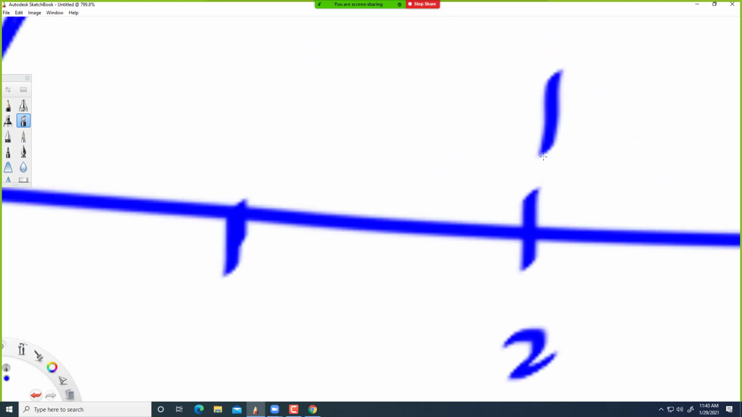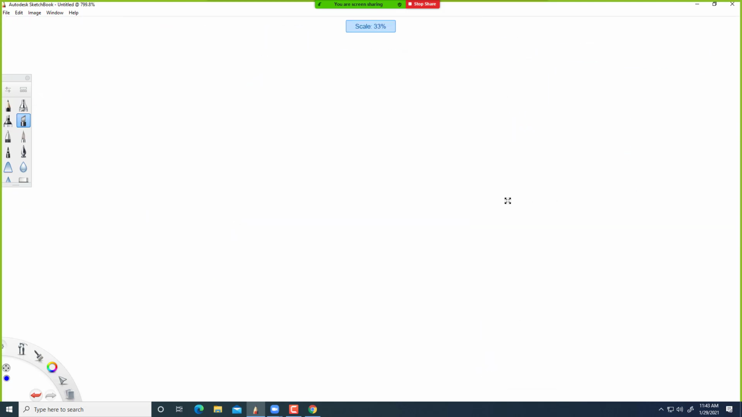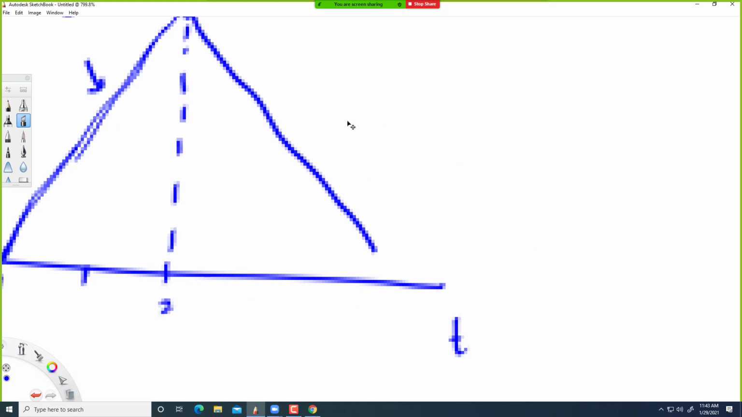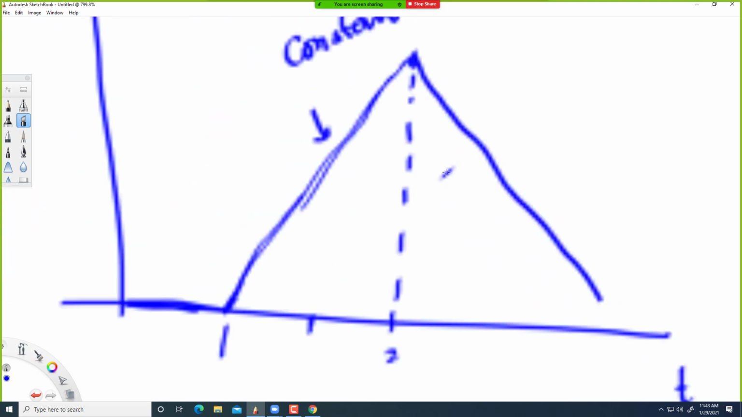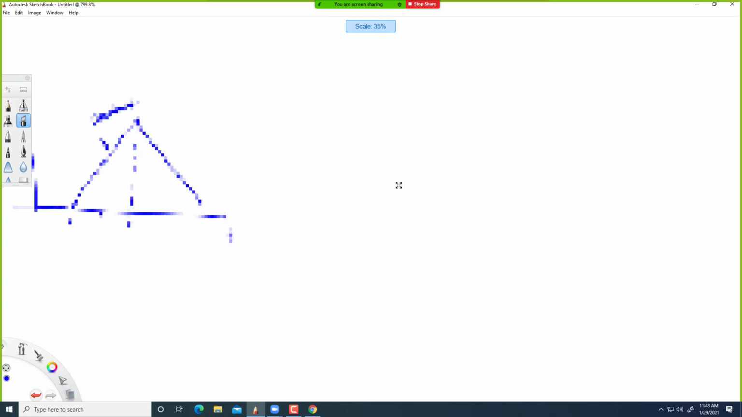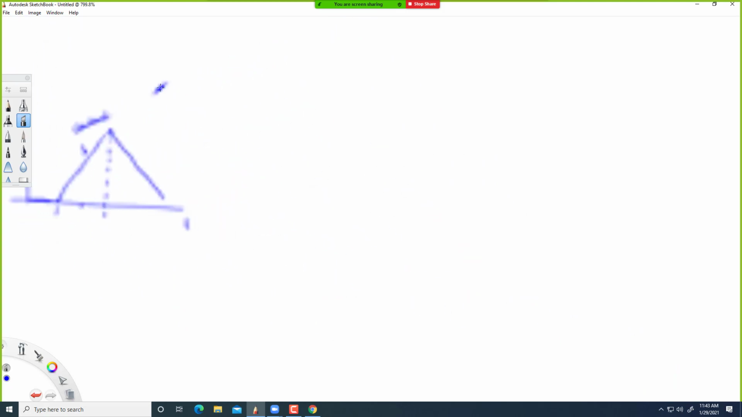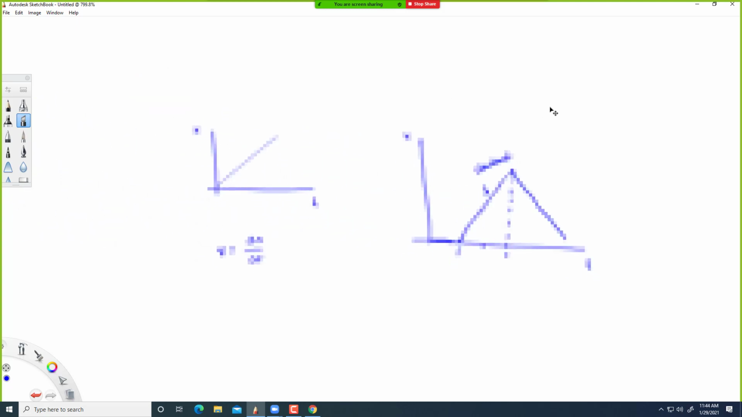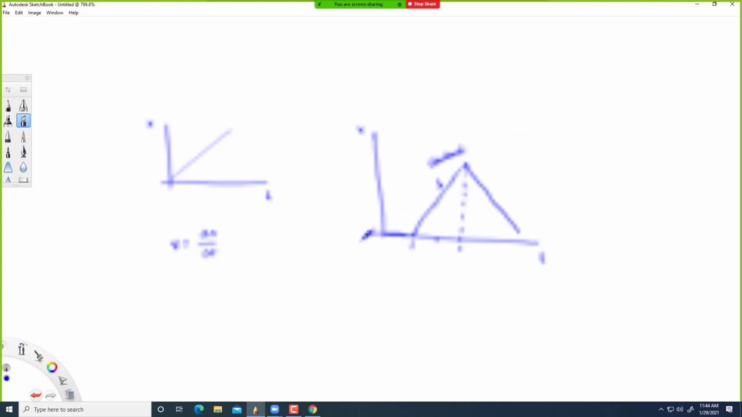Oops. Now how to go back. I don't know what happened. Okay, it's now very blurred for some reason. Okay, let's just do it again.